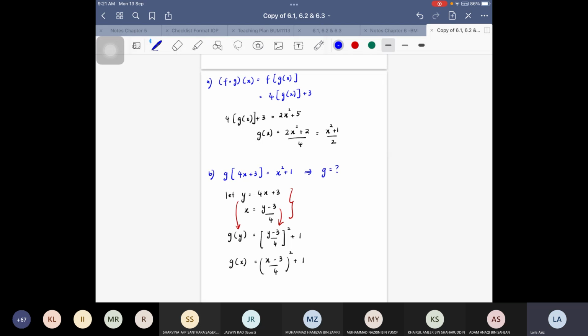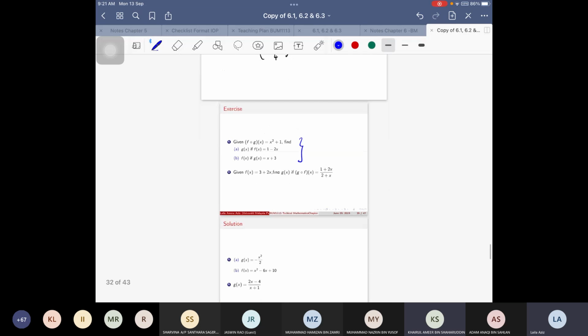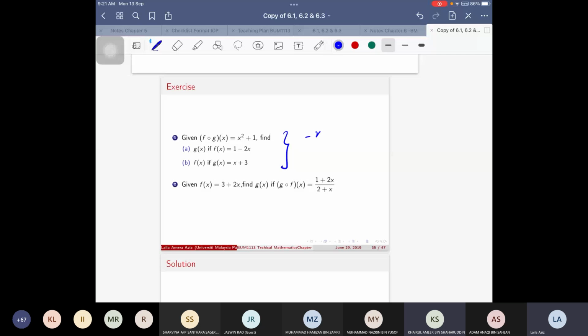Ada siapa-siapa dah dapat A? Negatif X kuasa 2 per 2. Okay, negatif X kuasa 2 per 2. Itu adalah G of X. That's right. Itu adalah untuk A.